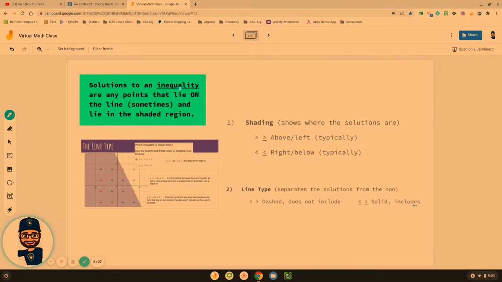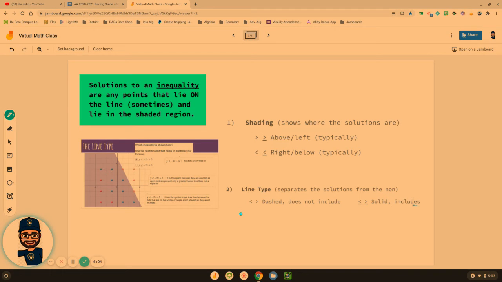So as we're trying to solve linear inequalities in two variables, there's two things that need to happen. We need to shade either above or left of the line typically, or below and to the right of it. Either way. Typically it's when we have these, but that's not always the case. We just have to figure out where the variable is. But there's a way to always test, and we're going to talk about how to test a point to figure out how to shade. The second key is that you have to know what type of line to use.